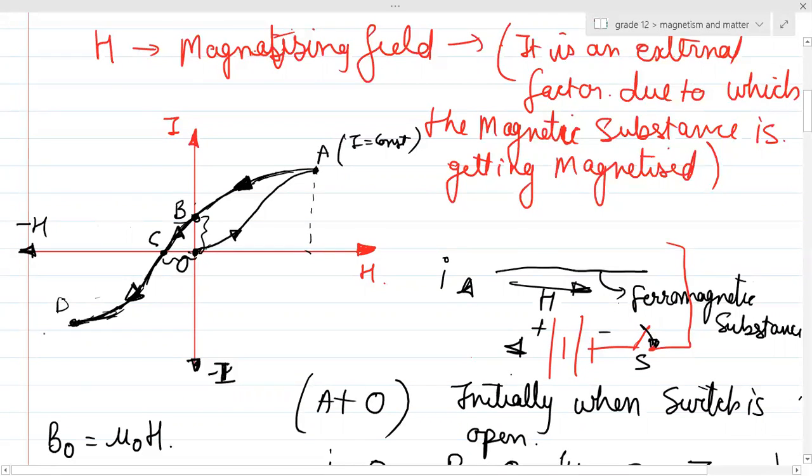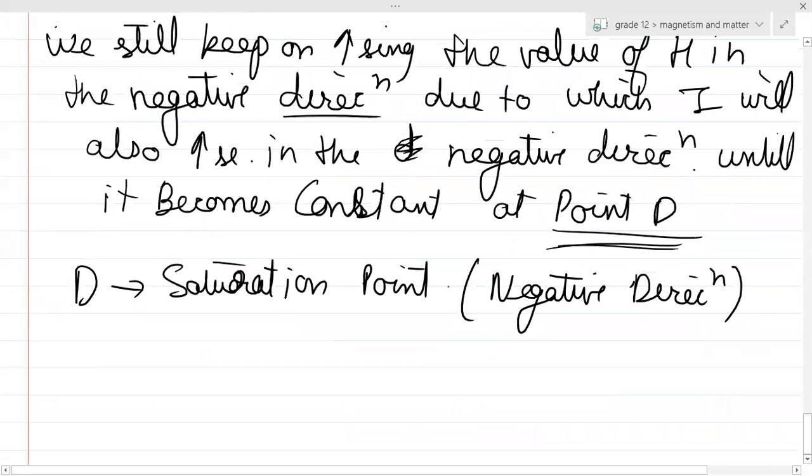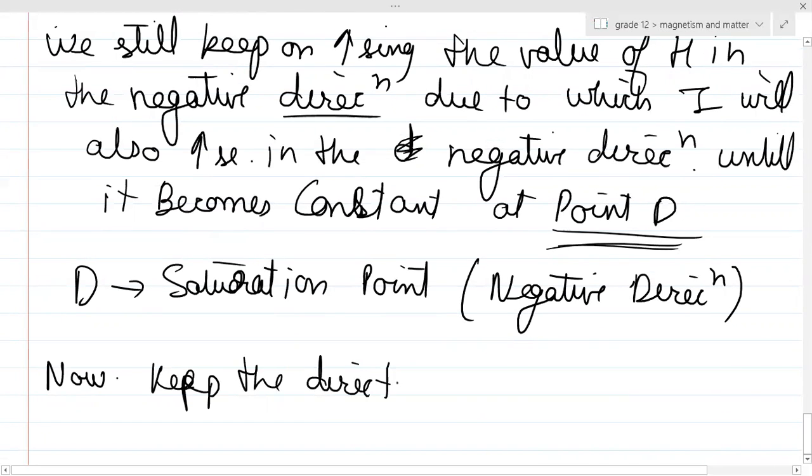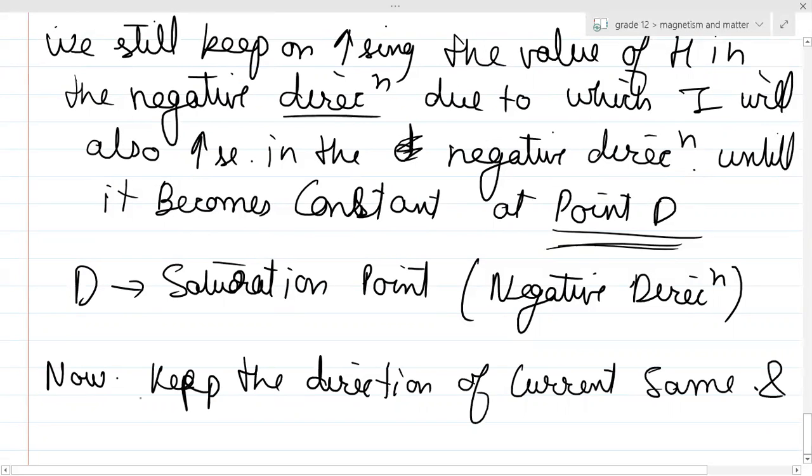Now you don't need to write anything, guys. And after this, you can explain on your own. Can you see over here? Now it reached the point D, just like it reached point A. Now what we'll do? We'll reverse the direction of, oh sorry, you'll keep the direction same. So now keep the direction of current same and decrease magnitude.